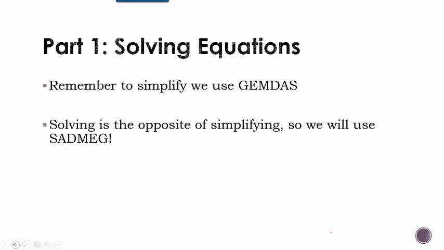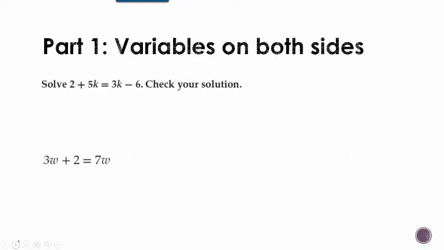So think back to how we solved things yesterday. Remember that when we simplify, we use GEMDIS. And since solving is the opposite of that, we got to go backwards, and we'll use SADMEG to undo things. So let's say I gave you something like 2 plus 5k equals 3k minus 6.